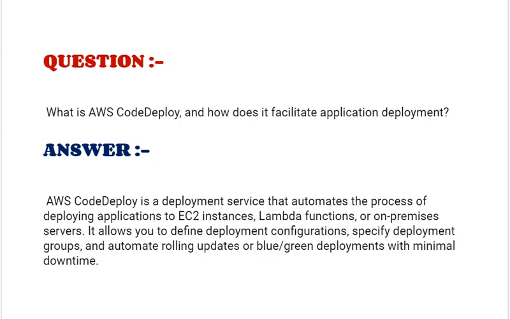Our next interview question is, what is AWS CodeDeploy and how does it facilitate application deployment? Your answer should be: AWS CodeDeploy is a deployment service that automates the process of deploying applications to EC2 instances, Lambda functions, or on-premises servers. It allows you to define deployment configurations, specify deployment groups, and automate rolling updates or blue-green deployments with minimal downtime.